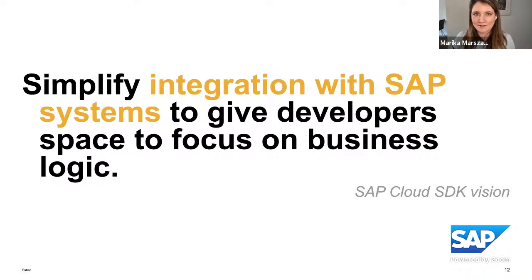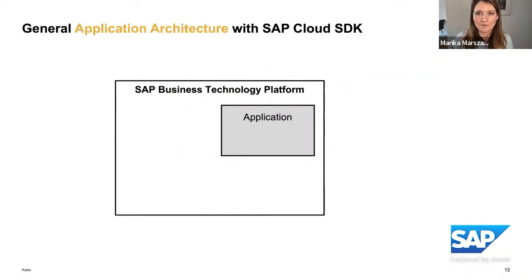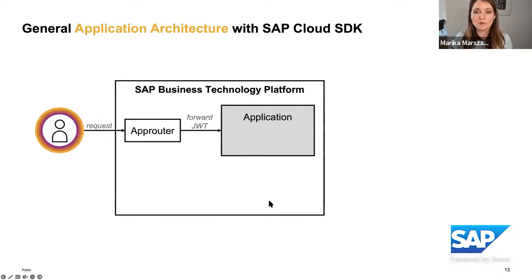Let's take a look at a general application architecture with the SAP Cloud SDK. If you have an application that is running on SAP Business Technology Platform, usually in a productive case, you would also have an app router or something comparable so that users can authenticate, and the app router would then forward a job to the application so that you have all relevant information in your application.